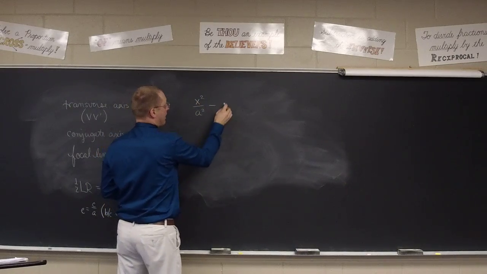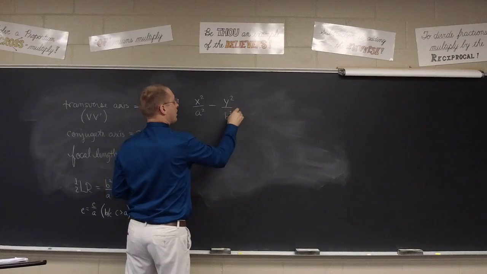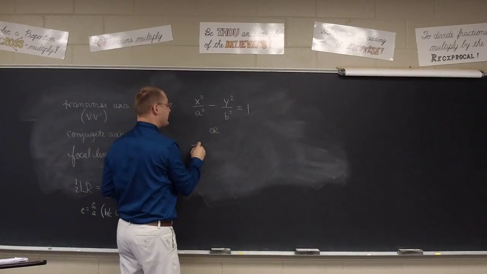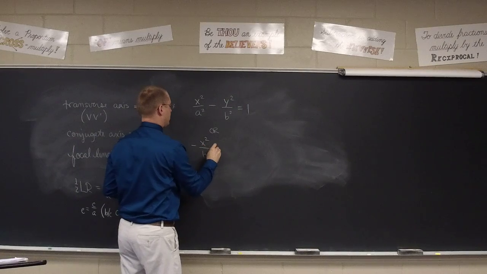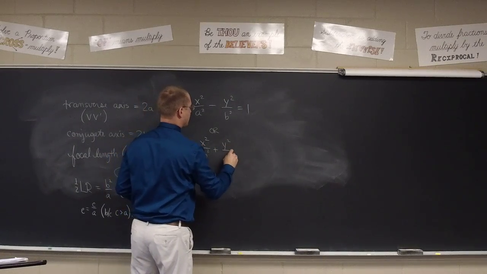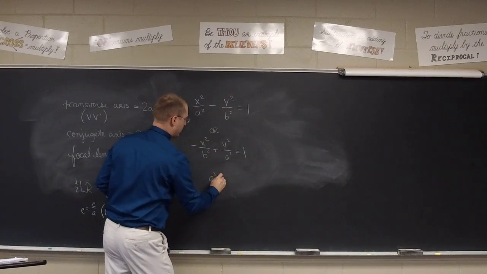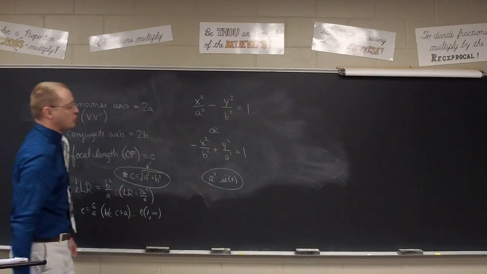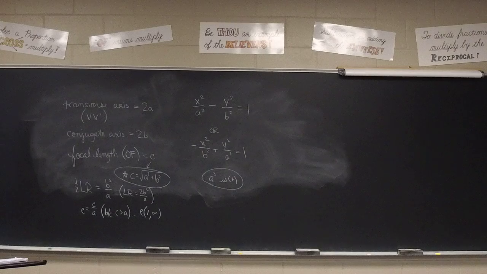X squared over a squared minus y squared over b squared equals 1. Or negative x squared over b squared plus y squared over a squared equals 1. And the key, a squared, is whichever is positive. Now, whichever is bigger, but whichever is positive, which would make it bigger, I suppose, in that sense. All right, so you're looking for the positive one to be the a squared.